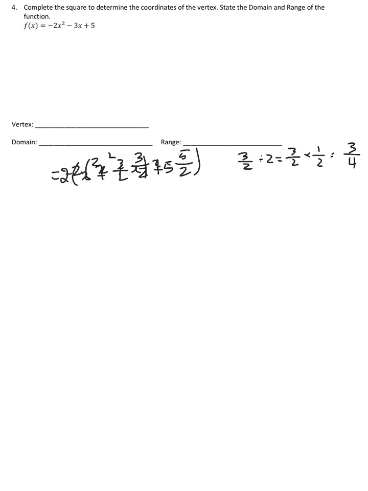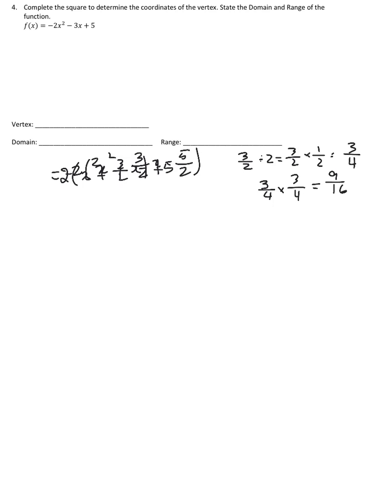The next question says, using completing the square, determine the coordinate of the vertex, state the domain and range of the function. To use completing the square, we know that the leading coefficient has to be 1, so I have to factor -2 out. So I'm going to get -2 open bracket x squared plus 3 over 2x plus 5. Now I have to divide 3 over 2 by 2, so I'm going to say 3 over 2 divided by 2 is the same as 3 over 2 times 1 over 2, which is 3 over 4. So I'm going to add the square of 3 over 4, which is the same as 3 over 4 times 3 over 4, which is 9 over 16.